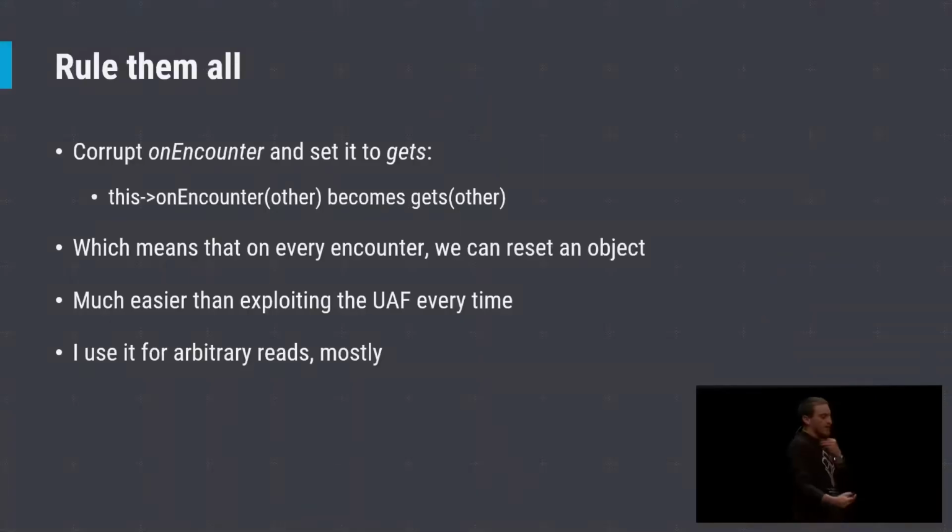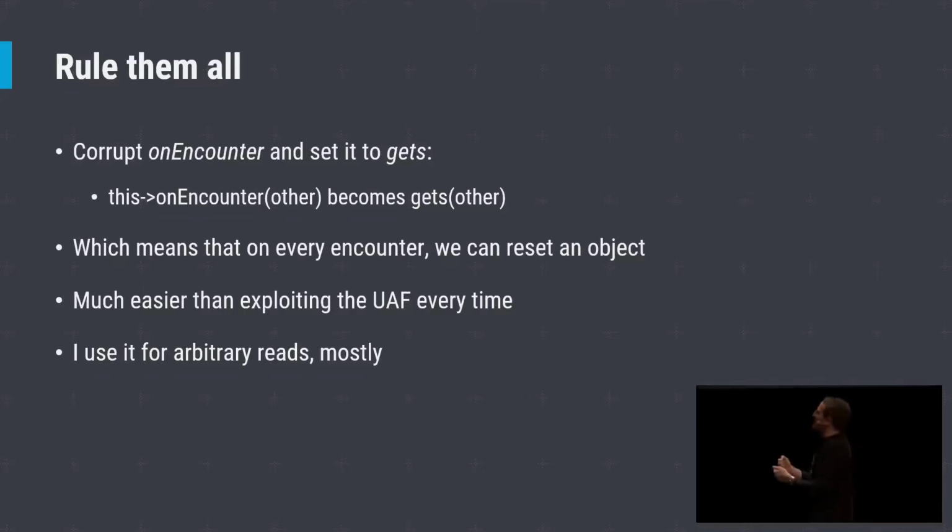But I know that I will probably need to read more than one address. You will probably need to read more than once. So we can make a really elegant trick. I really like this stuff in exploits. You can corrupt the onEncounter function to point to gets, and then move persons on the map. And each time they meet, the gets function will be triggered as the onEncounter function.